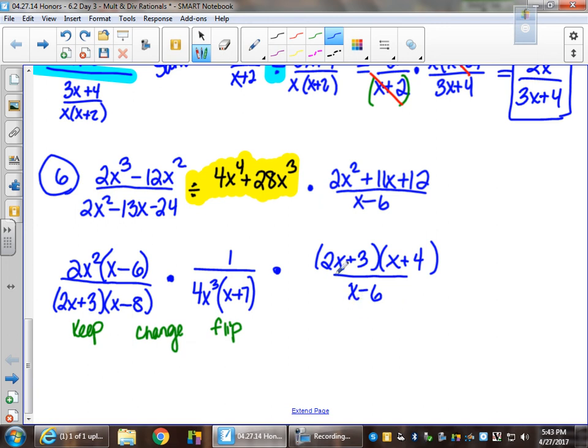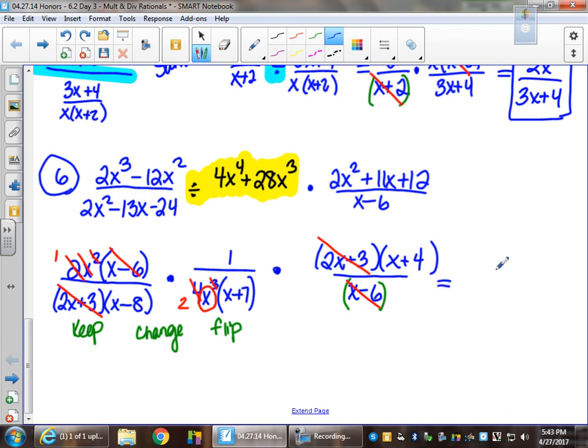So maybe it's because the last thing I wrote was x minus 6, but the first thing I noticed is that this x minus 6 in the bottom will cancel with this x minus 6. Then I see this 2x plus 3 cancels with this 2x plus 3. X minus 8, nope. X plus 7, no x plus 7s, x plus 4. Okay, so all these other binomials are going to stay. But what can we do with this 2x squared and 4x to the third? Well, 2 goes into itself once, 4 twice. 2/4 becomes 1/2. These two x's cancel with 2 of them, leaving 1 behind.